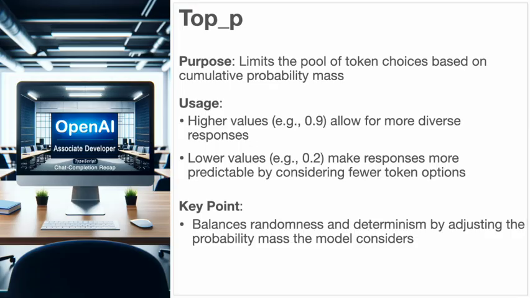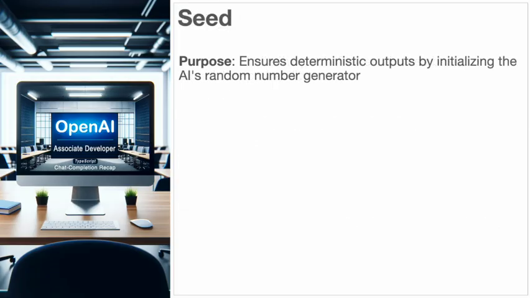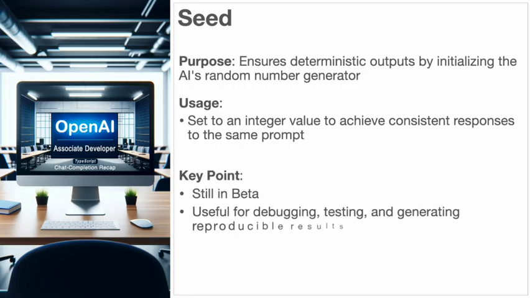We then discussed the seed property. The seed property is crucial for achieving consistent results. By setting a specific seed value, you can ensure that the AI generates the same response to the same prompt every time, provided all other configurations remain unchanged. This is especially useful for debugging and testing.